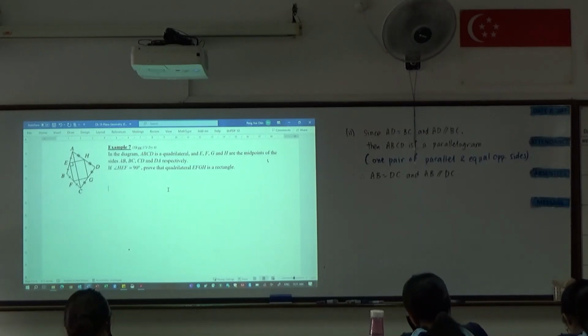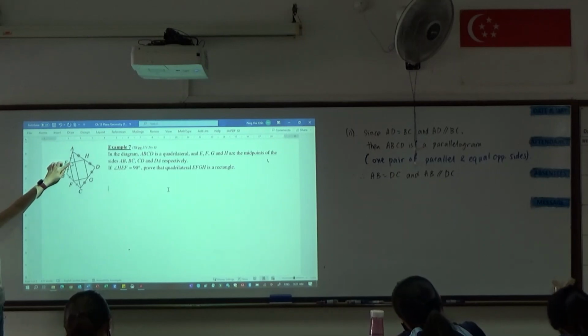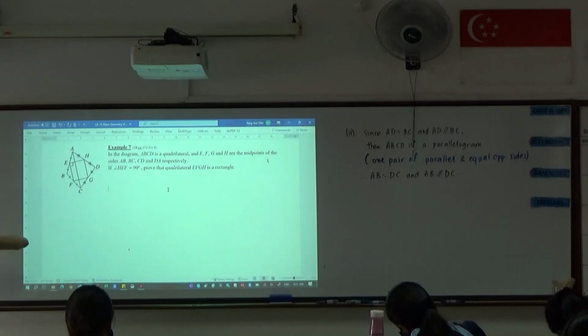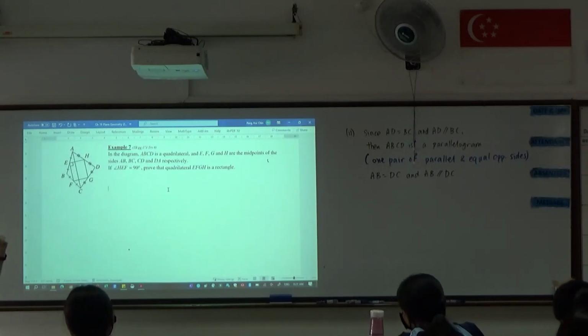The question has also mentioned the angle HEF is equals to 90 degrees, and we want to prove that the quadrilateral EFGH is a rectangle. So how do we go about proving that it is a rectangle?